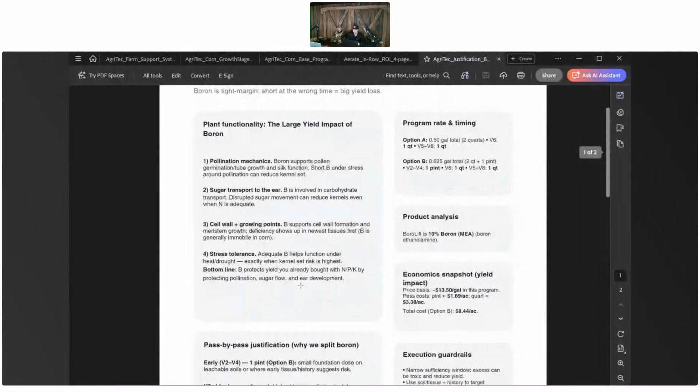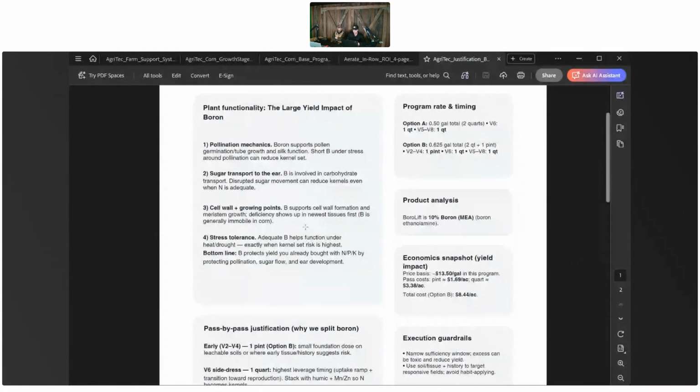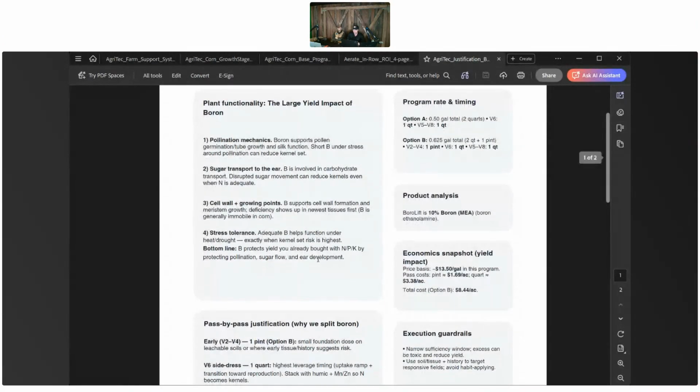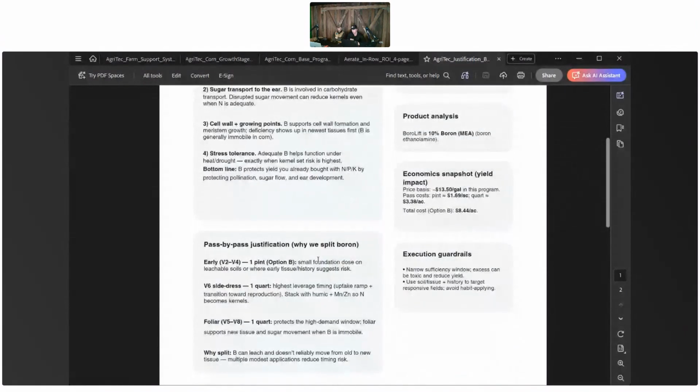All right, so boron supports cell wall formation and meristem growth. Deficiencies show up in newest tissue first, right? It also increases stress tolerance. And it's a big yield protector because it's one of your catalysts for nitrogen conversion in the plant. And right from the get-go, we want to maximize that, but we don't need a lot, right?